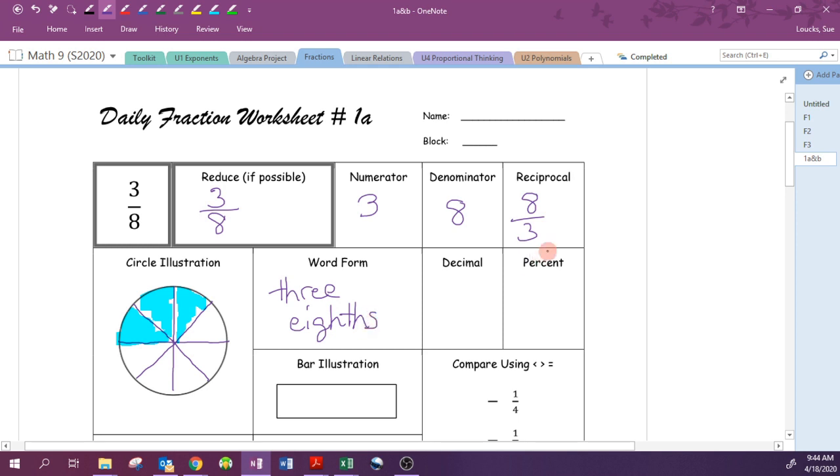To get the decimal, you divide it. Remember, this line here is the divide line. So it's 3 divided by 8, and 3 divided by 8 on the calculator gives me 0.375. Now to change that to a percent, you move the decimal over 2 to the right. So that gets us 37.5%.